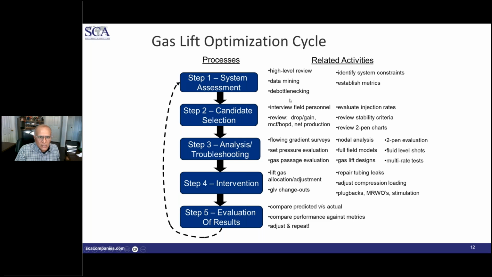And that's where there is a five-step process here: system assessment, candidate selection, analysis, troubleshooting, intervention, evaluation. And by the way, we do not have time to talk about each of these in the class. We can go into more detail, but each of these steps has related activities that need to be understood in order to be an effective operations person.